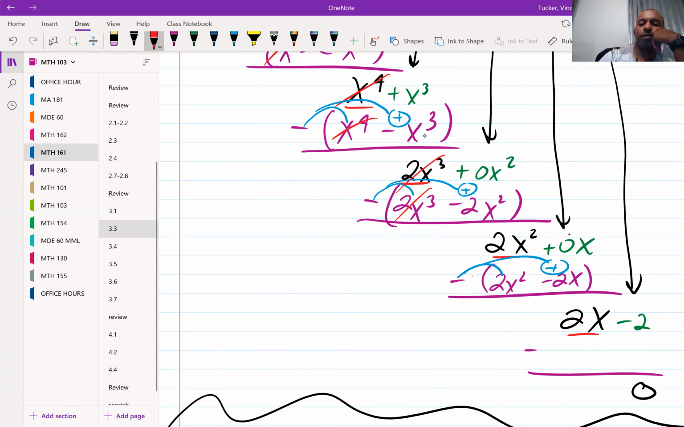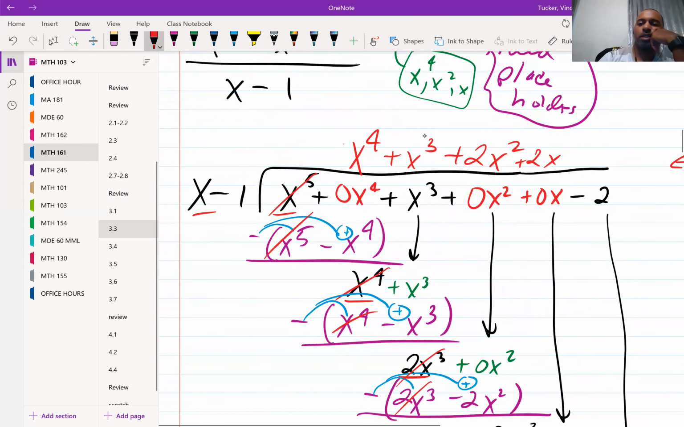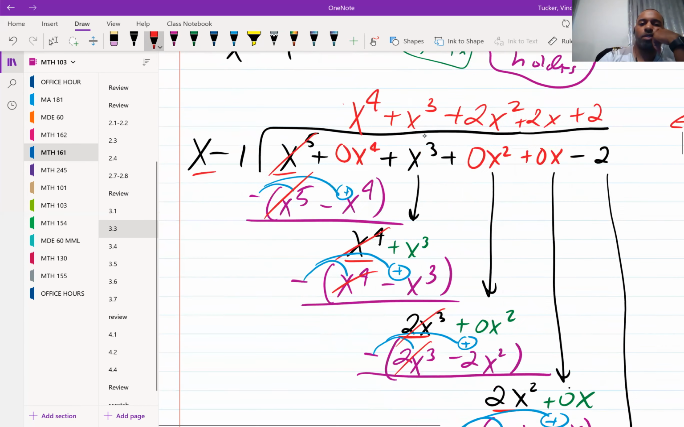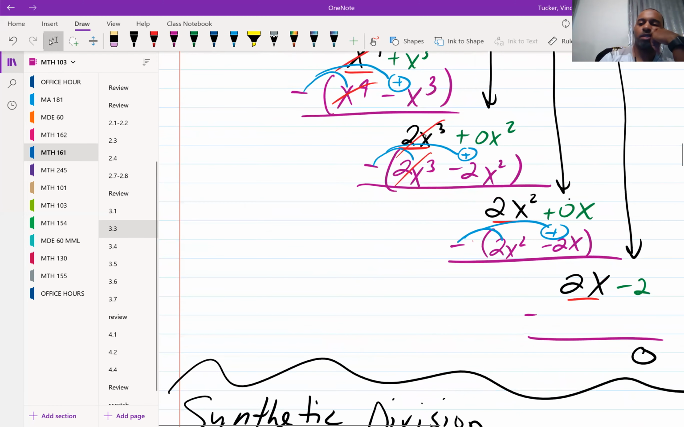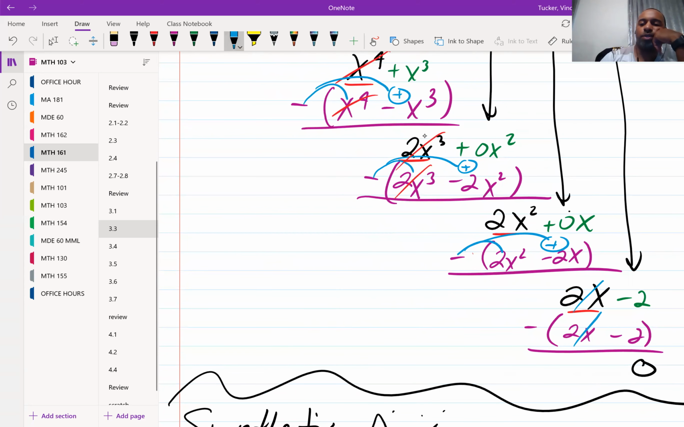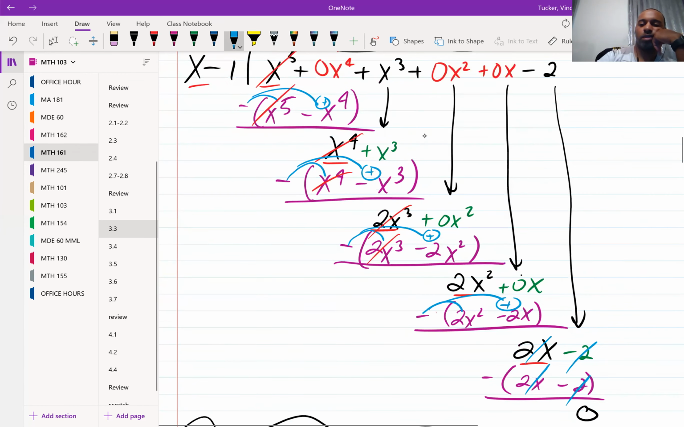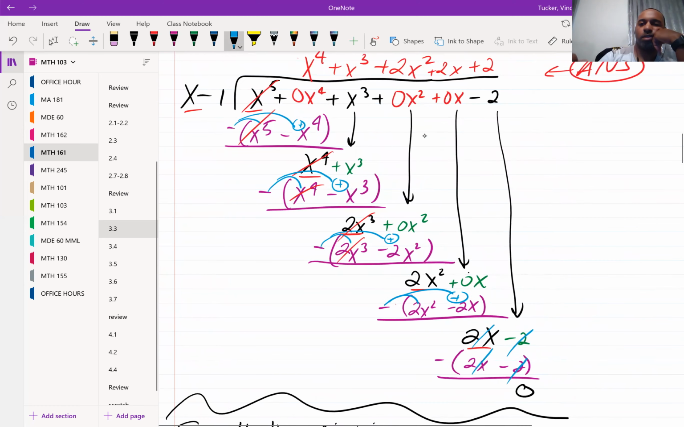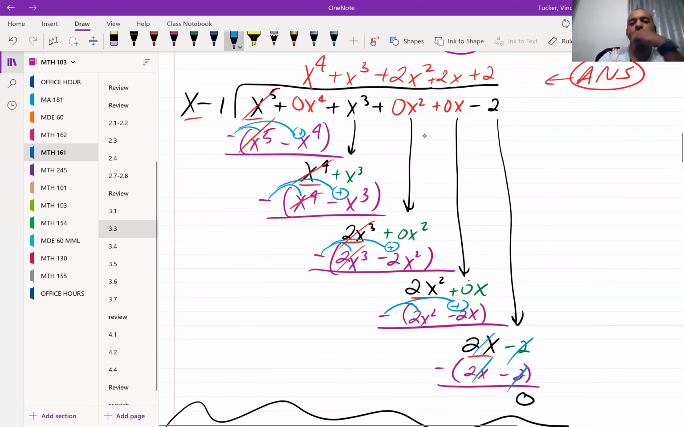And what times x will give me 2x? That'll just be 2. So 2 times x is 2x, and times that -1, which is minus 2. And if you subtract both of those, you'll get a remainder of 0. So that would be our answer. Whole problem right there.